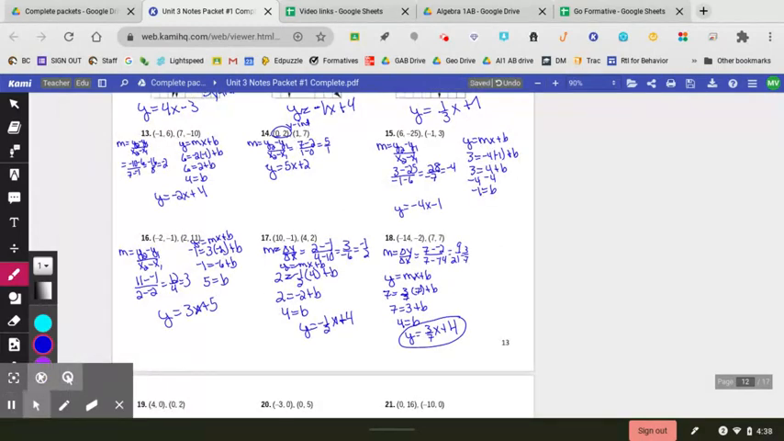Okay, so the last 6 answers are y equals negative 2x plus 4, y equals 5x plus 2 for 14, y equals negative 4x minus 1 for 15, 16 is y equals 3x plus 5, 17 is y equals negative 1/2 x plus 4, 18 is y equals 3/7 x plus 4. If you have any questions on any of these, please bring them to class. And again, we'll do the rest in class tomorrow.